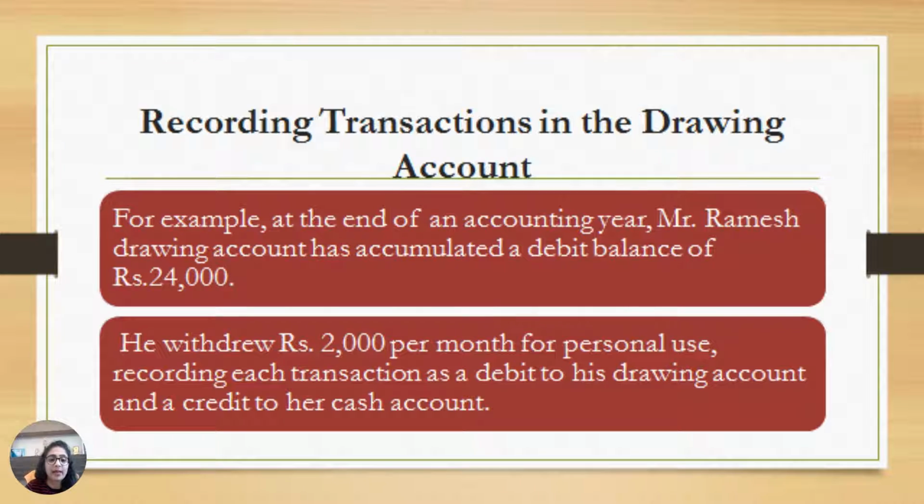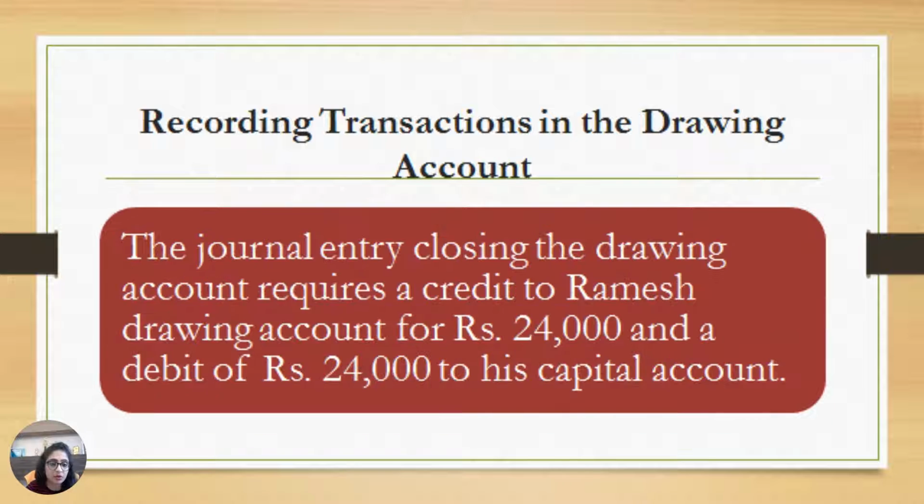For example, at the end of an accounting year, Mr. Ramesh's drawing account has accumulated a debit balance of rupees 24,000. It means that he withdrew rupees 2,000 per month for personal use, recording each transaction as a debit to his drawing account and a credit to his cash account. The journal entry closing the drawing account requires a credit to Ramesh's drawing account for rupees 24,000 and a debit of rupees 24,000 to his capital account. You have to debit the capital account.